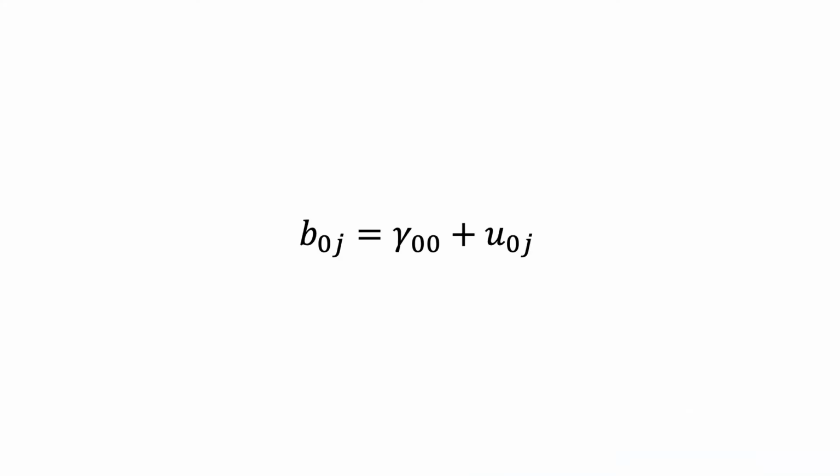Well, B0 in regression means intercept, and the J basically means there is a separate intercept for every J, or for every cluster. And so if we were to break that down even further, we could even write an equation for B0J. So B0J is equal to gamma 00 plus U0J.